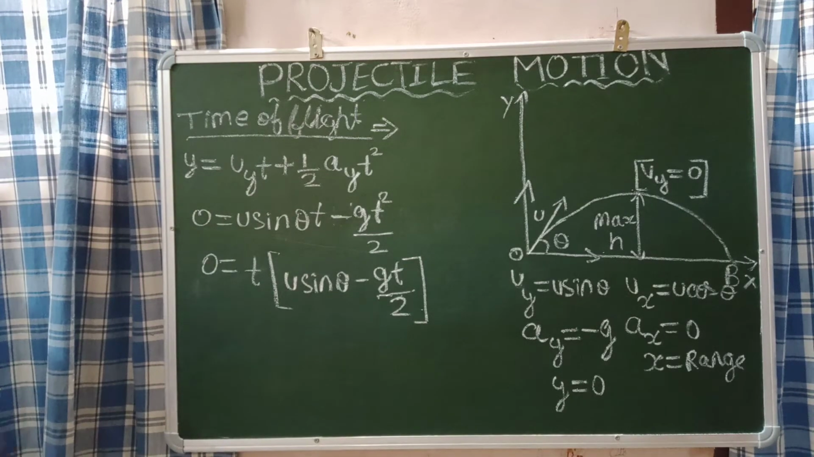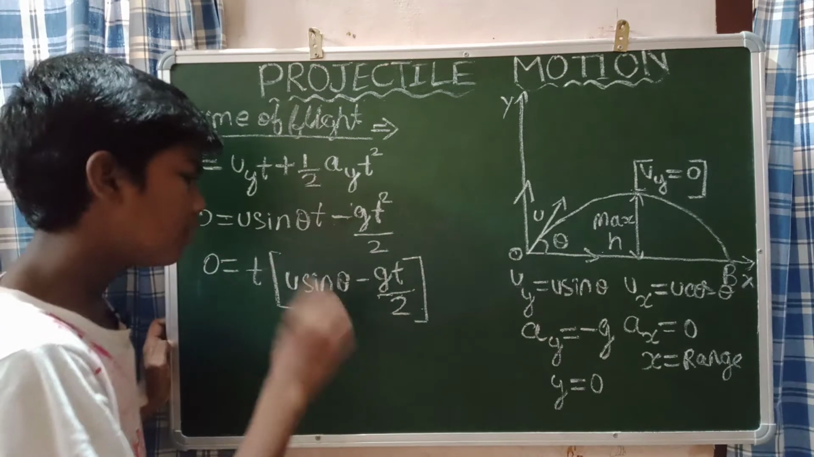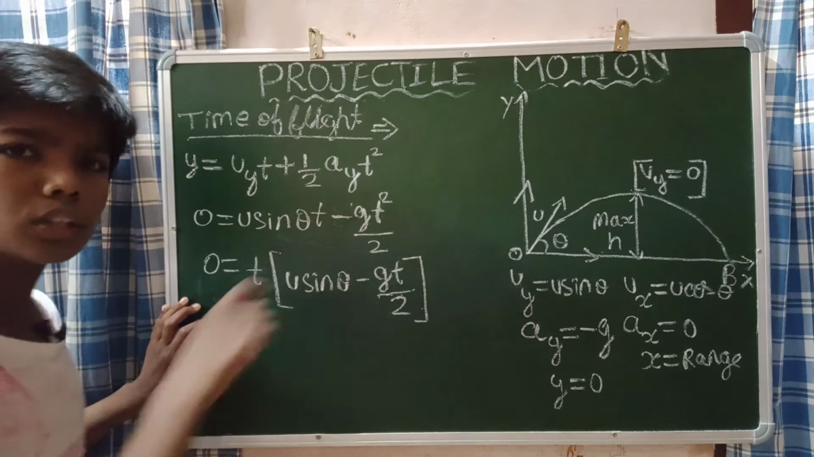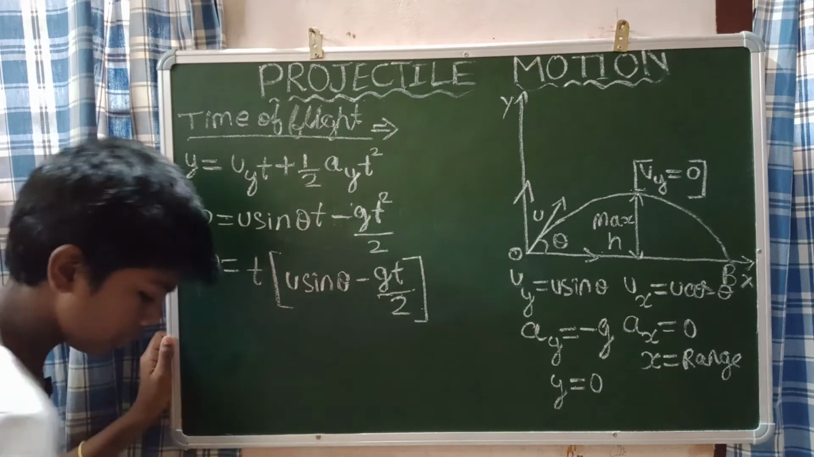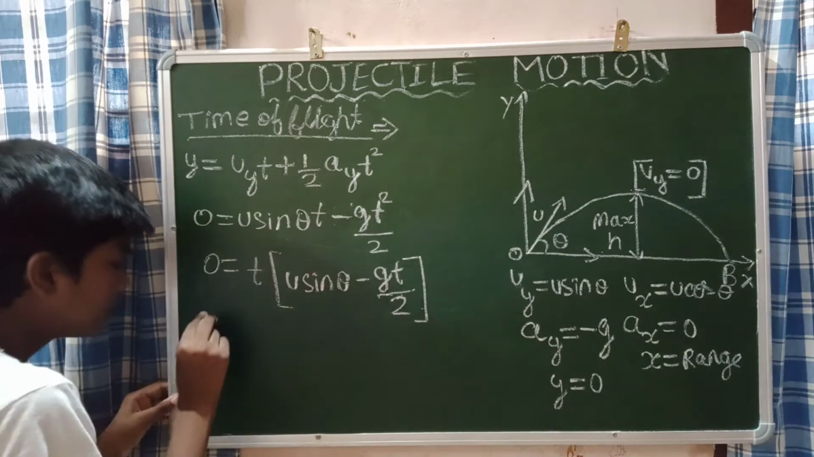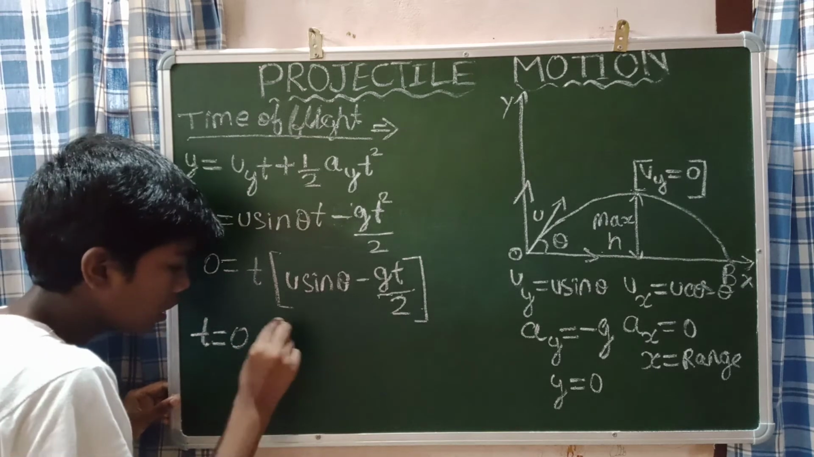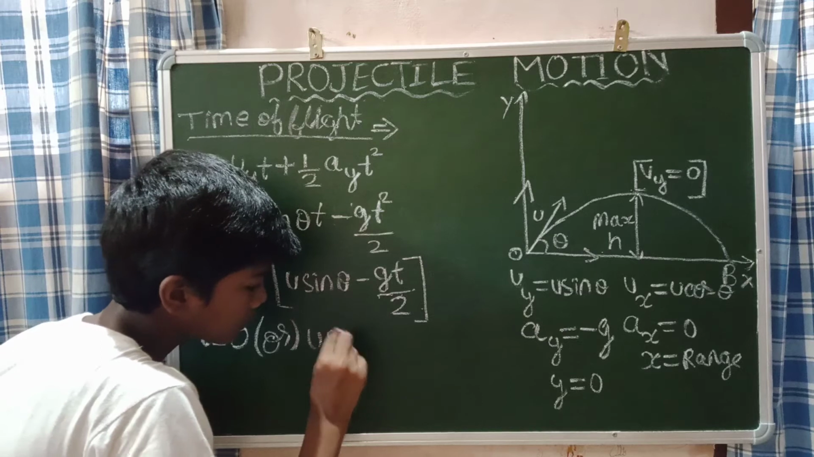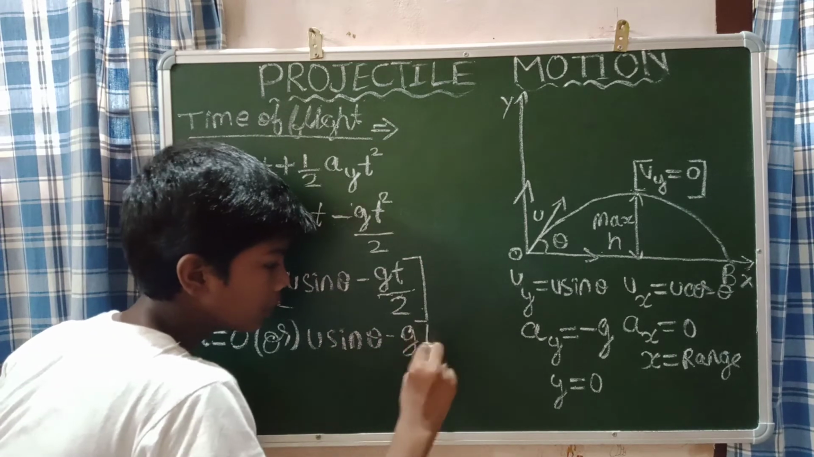Now guys, this is how the equation will be becoming. Now tell me guys, what are the solutions of this equation? The solution will be either t will be equal to 0, or u sin theta minus gt by 2 will be 0.